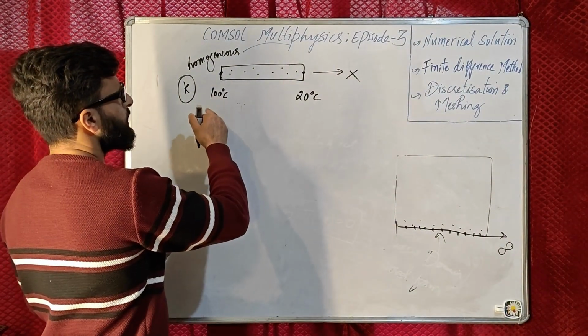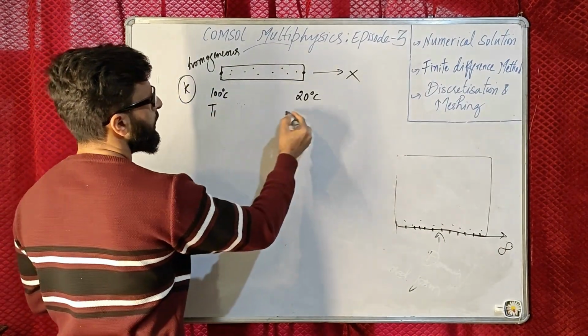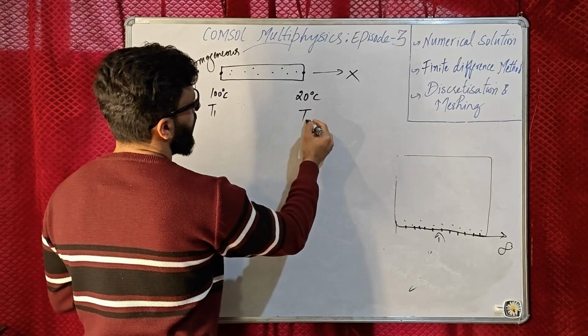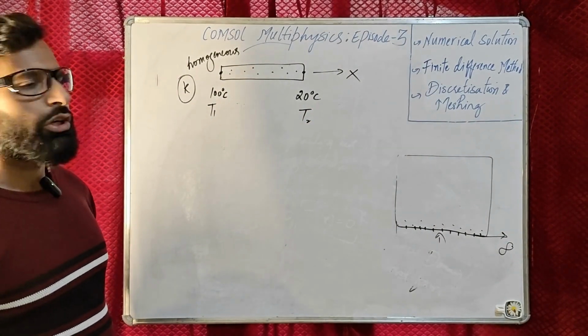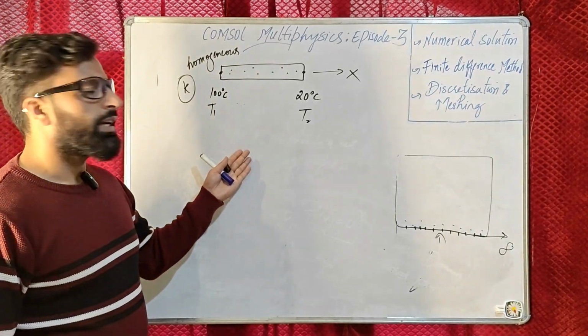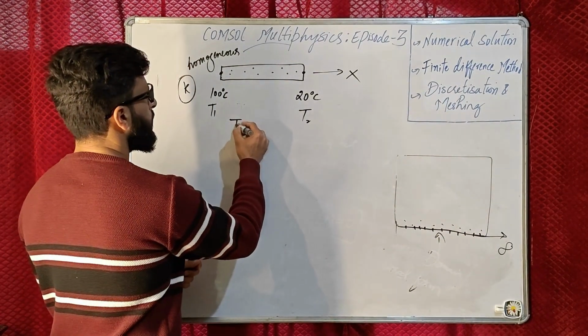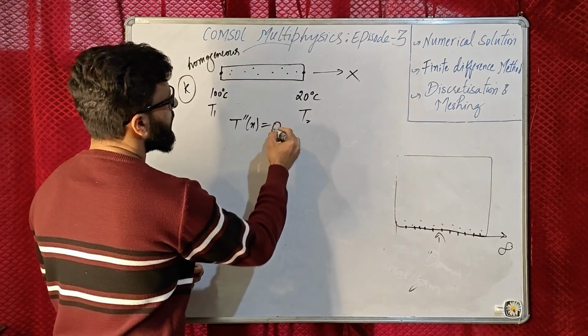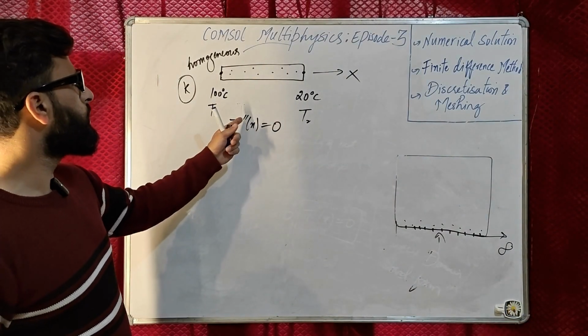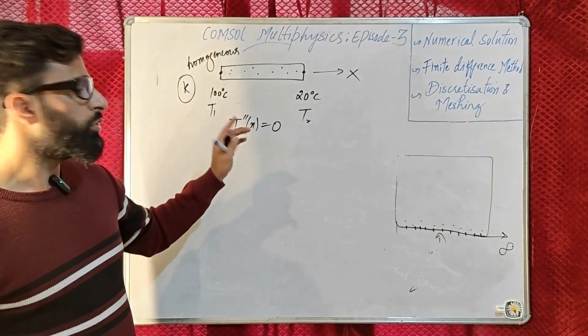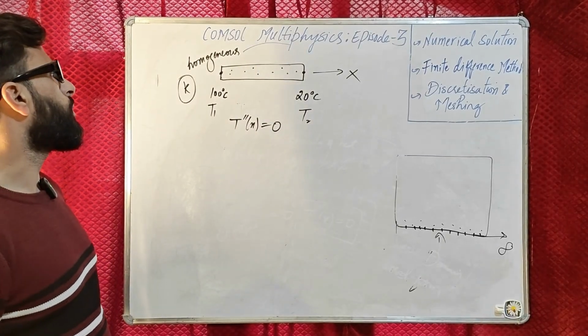So suppose at this end the T1 value is 100, and at this end the T2 value is, say, 20 degrees Celsius. So we know two values. This is a second order differential equation problem, T double dash of x equals 0. So we can solve it. Differential equation, second order, two known values, two boundary conditions, we can solve it.